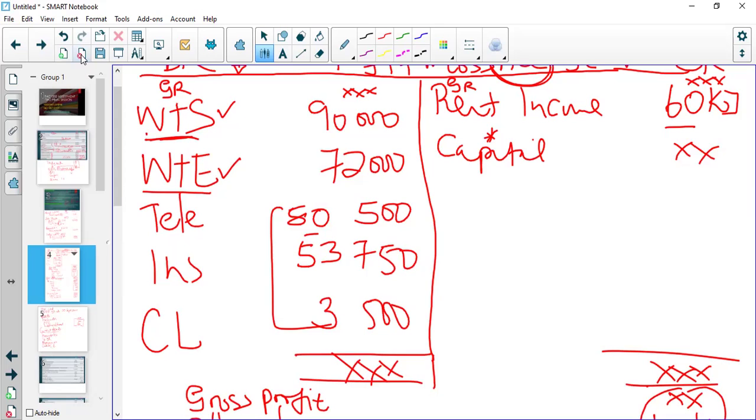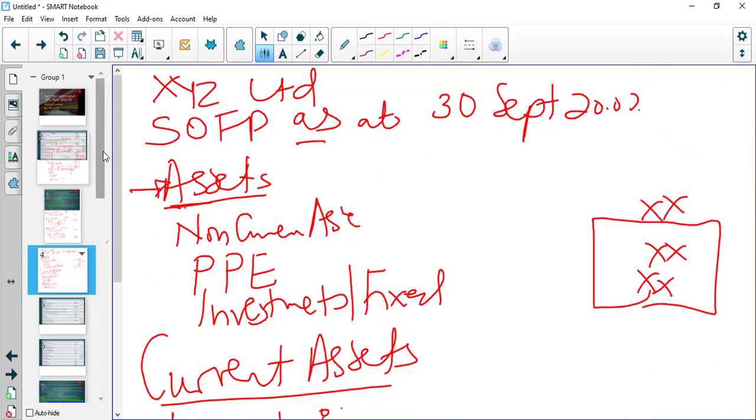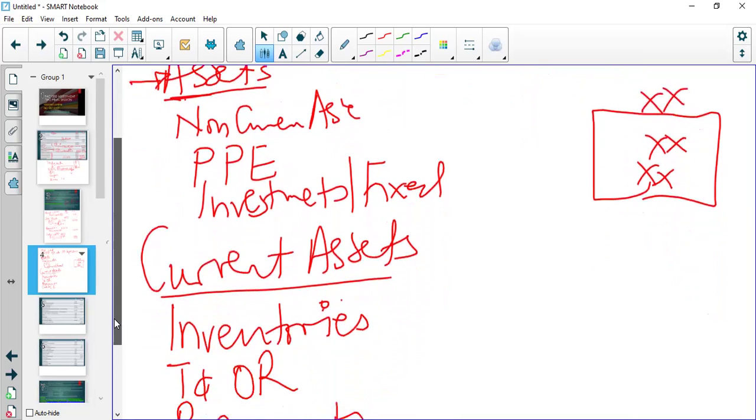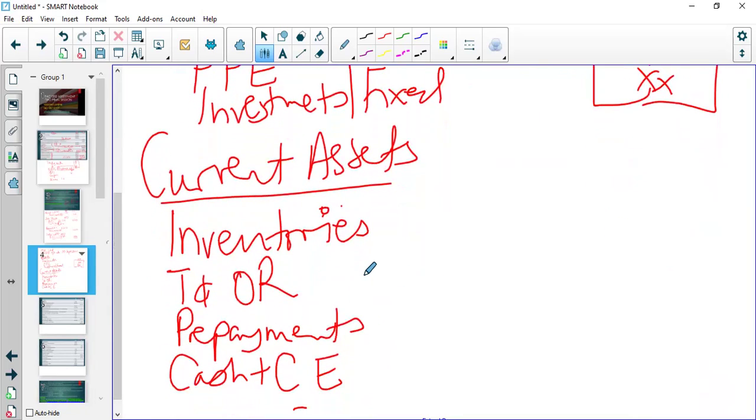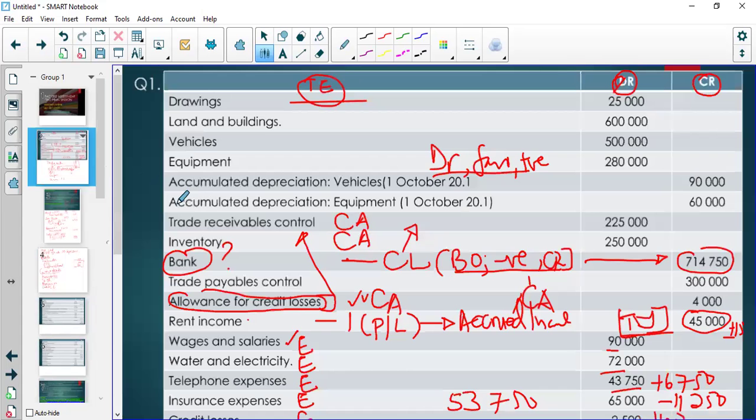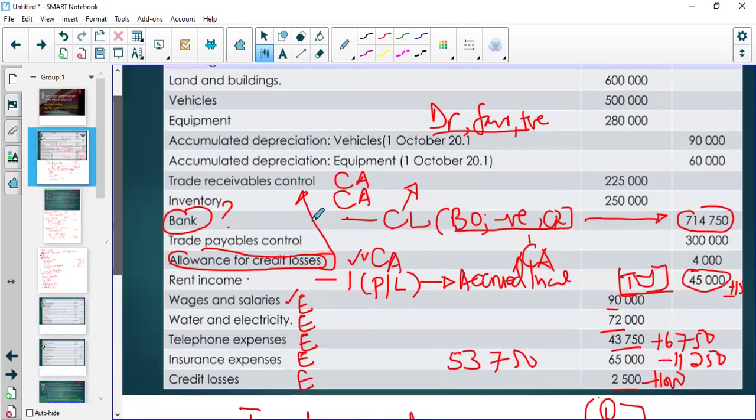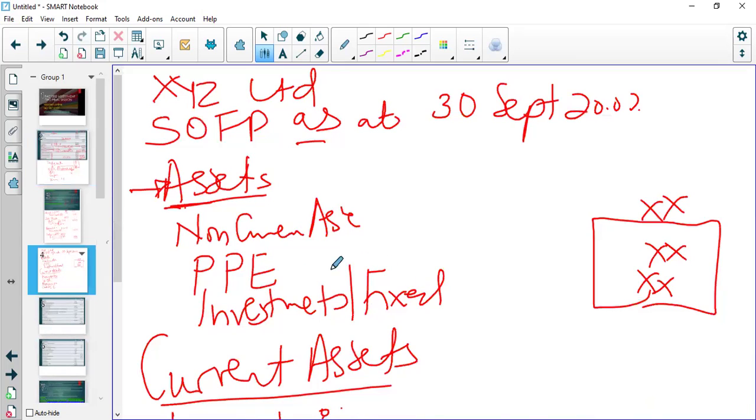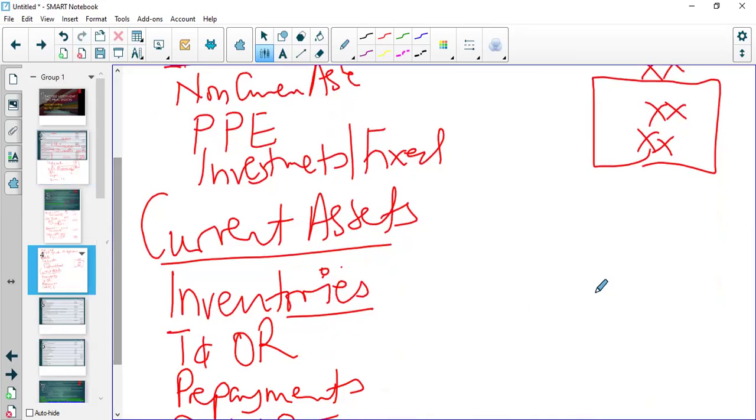Then we come to constructing the statement of financial position. And we wanted the current assets. So our current assets, your inventories, not just inventory, but inventories. We don't have any other inventory here except this. So I'm going to come and put 250,000. So my inventories is going to be 250,000.